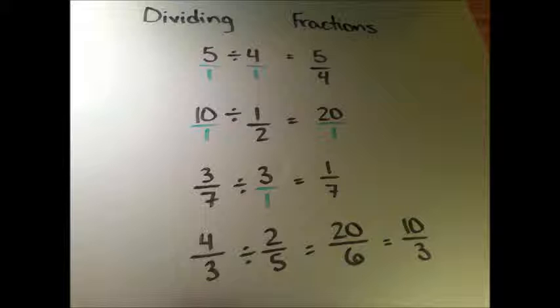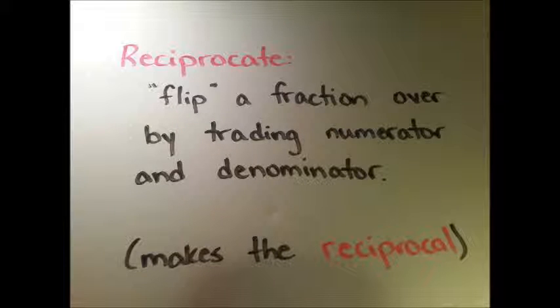This one feels a lot weirder. It's harder to use logic to work through. The correct answer is 20/6, or in lowest terms, 10/3. But how do we get there? This involves the idea of reciprocating. To reciprocate means to flip a fraction over by trading its numerator and denominator. In other words, we make the reciprocal.